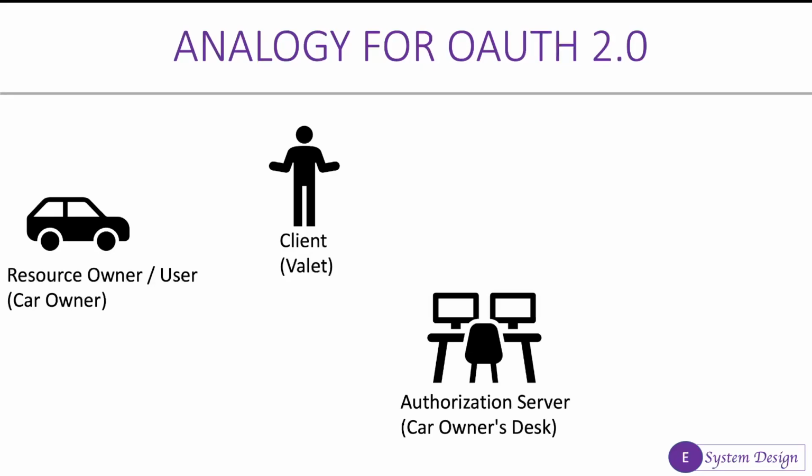Before handing over the valet key, you visit the car owner's desk to grant a specific permission. You might say the valet can park and retrieve my car, but cannot open the trunk or drive it outside the parking area. Now we get the access key, which is the valet key. The valet key is the access token. It grants limited access to the car based on the permission you specified at the car owner's desk.